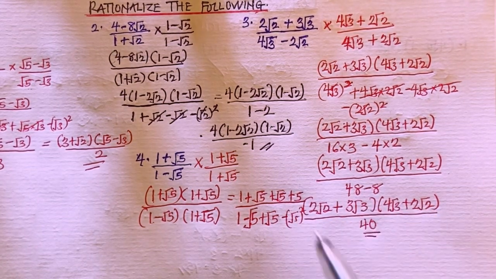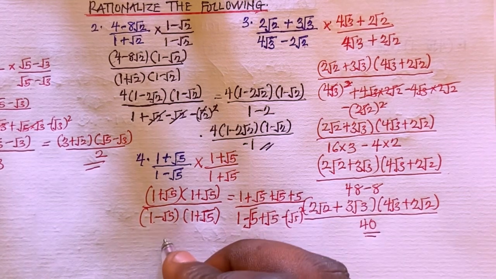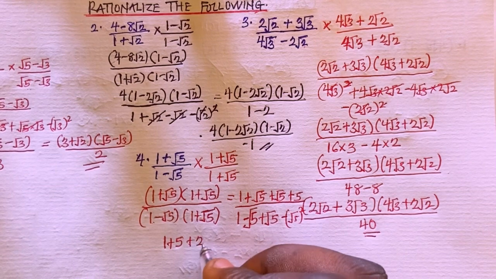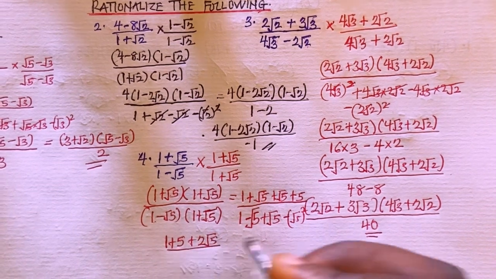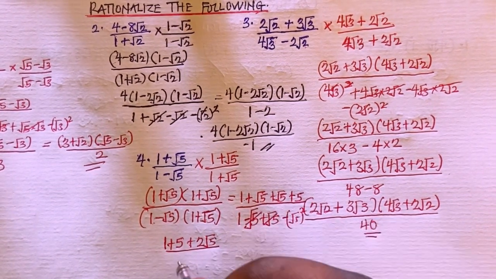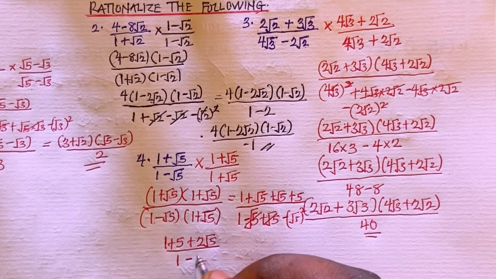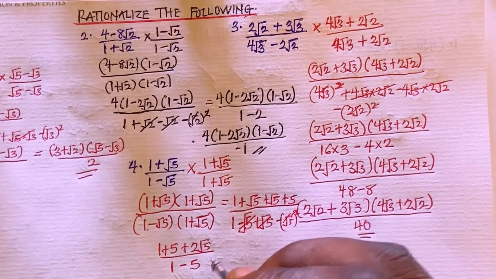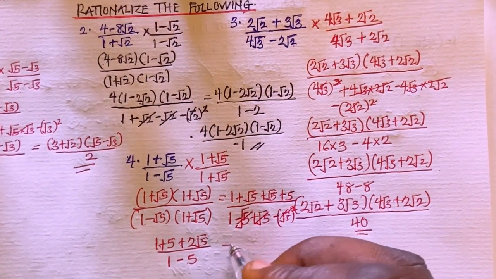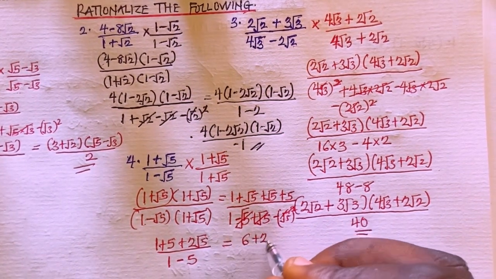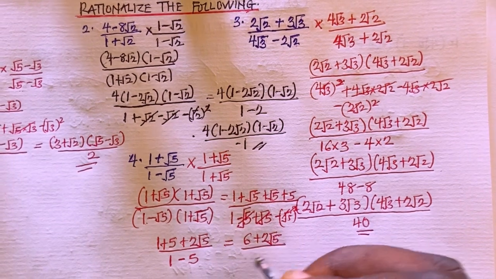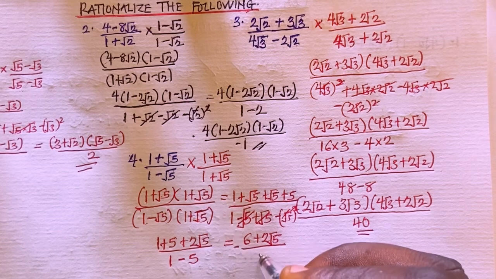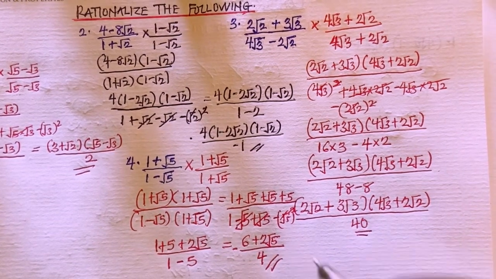Here we can simply go, this is the same thing as 1 plus 5, plus 2 root 5, divided by, this and this cancel out, then you're going to have 1 minus 5, because root 5 all squared is 5, I'm going to have minus 5. So the final answer to this is going to be 6 plus 2 root 5 divided by 1 minus 5, which is minus 4. Then the final answer is going to be something like this.